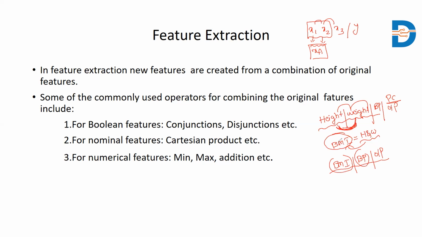To combine these two, we can use any of these operators. For Booleans, we can use conjunction and disjunction operators. If we have nominal features, we can use the Cartesian product, etc. If we are combining two numerical features, we can use the minimum, maximum, or addition operator, etc. Any of these, based on the input value. In this way, feature extraction is performed.